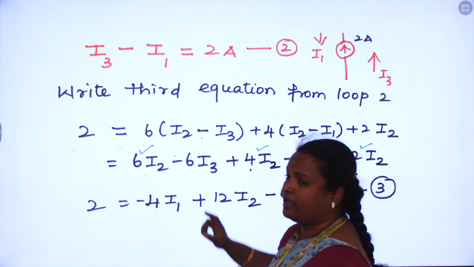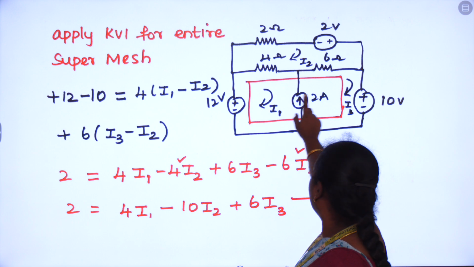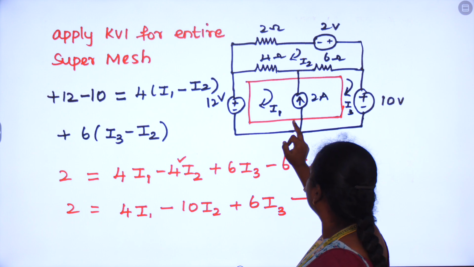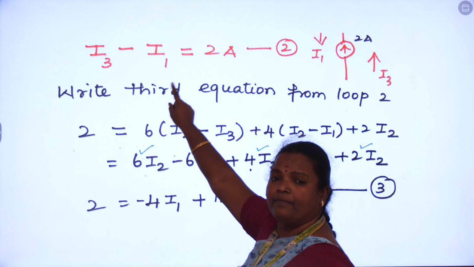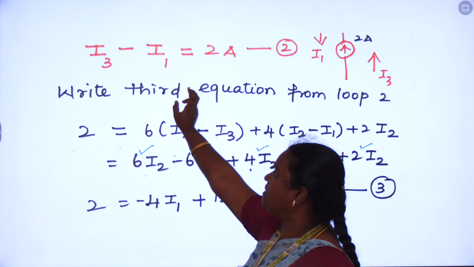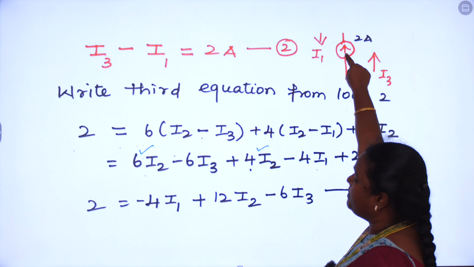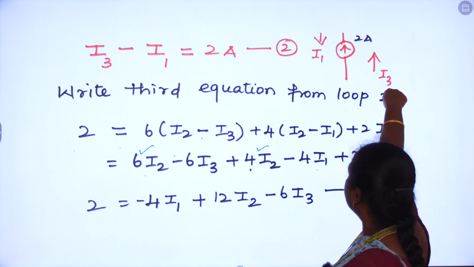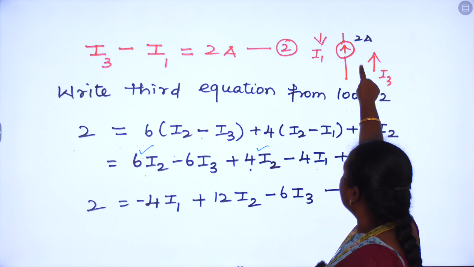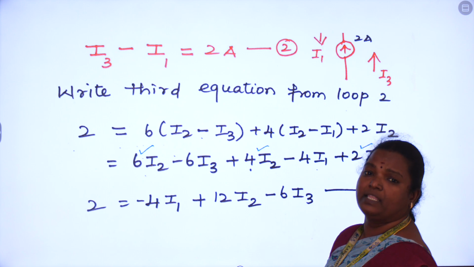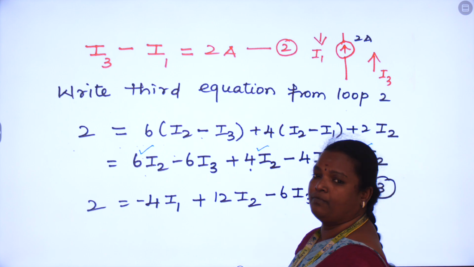And considering the current sources alone, so we have two sources, that is 12 volt and 10 volt. Considering this super mesh alone, the current which is flowing in the super mesh is nothing but I3 minus I1, which is equal to 2 amps. Considering the direction, one is coming from the forward direction, that is up to down, and the I3 direction is from down to up, so we are writing I3 minus I1, which is equal to the value of the current source, 2 amps. So considering the current source which is shared between the two loops alone, we are writing the equation I3 minus I1 equals 2 amps.